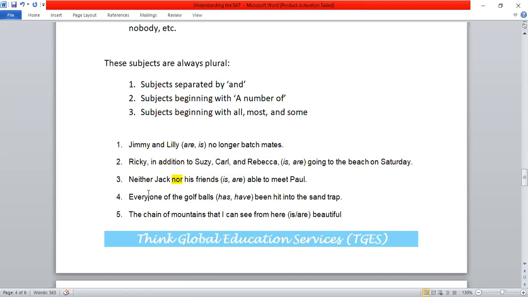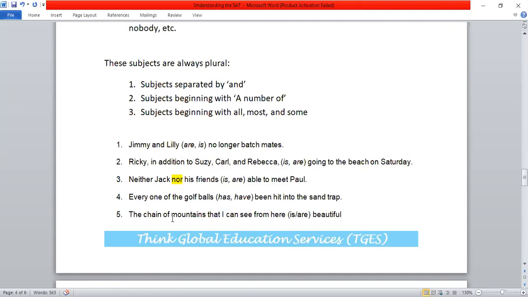Okay. Next one. Every one of the golf balls dash been hit into the sand trap. So we're talking about golf balls, right? Golf balls is plural, so you will want to choose the word "have." Golf balls have been. Yeah, you would want to. But look at it. Although they're together, is "golf ball" my subject? No. My subject is "every one of the golf balls." Every one. So this means I'm talking about something singular. And that's why the answer here is "has."